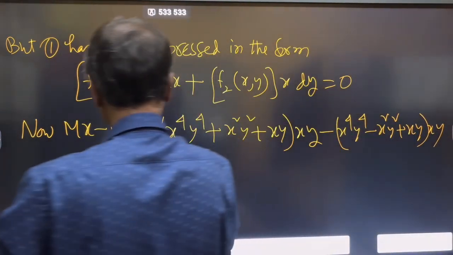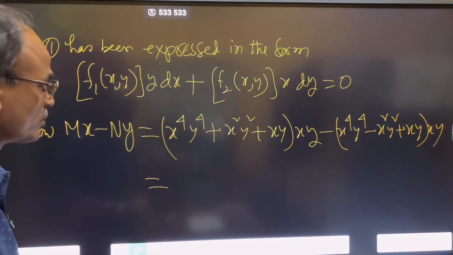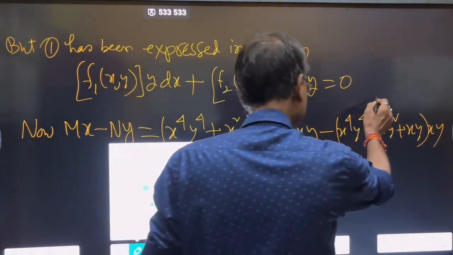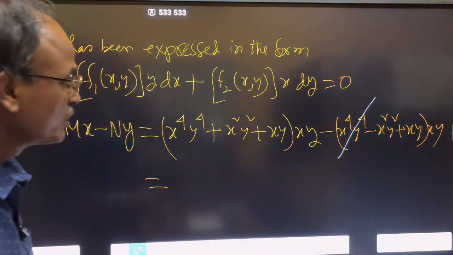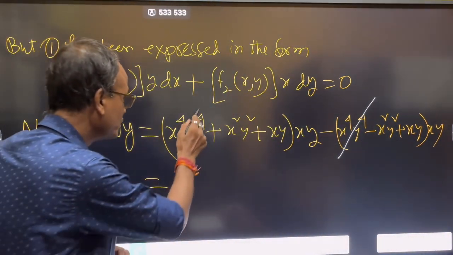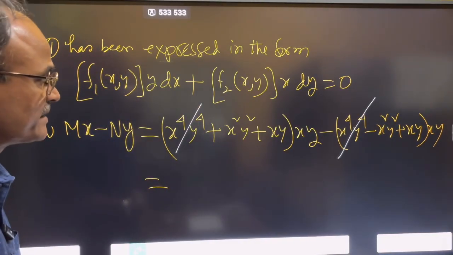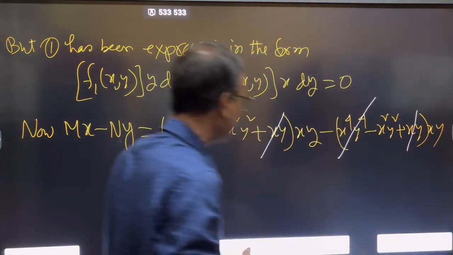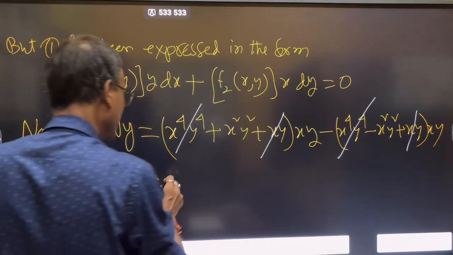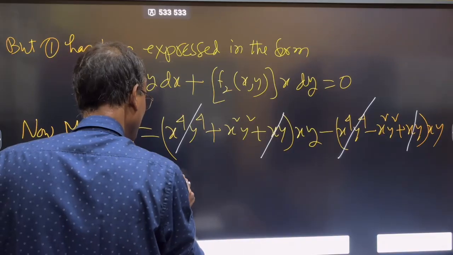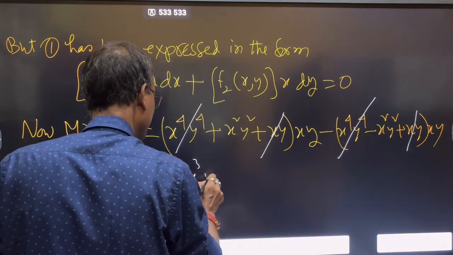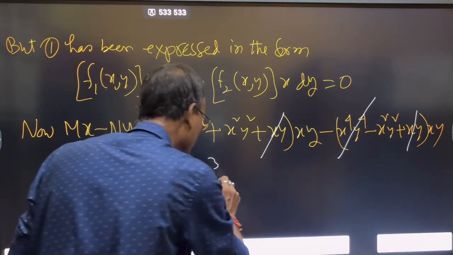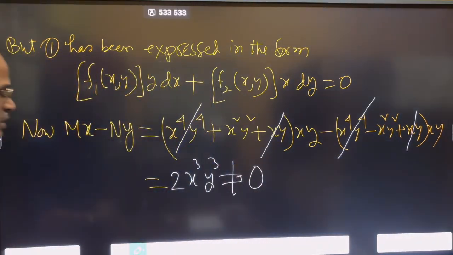This is equal to, you see, x to the power 5 y to the power 5, x to the power 5 y to the power 5 will be cancelled. x square y square, x square y square will be cancelled. x cube y cube plus x cube y cube is equal to 2 times x cube y cube. This is not equal to 0.